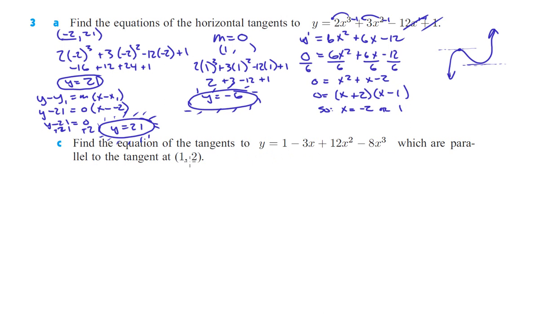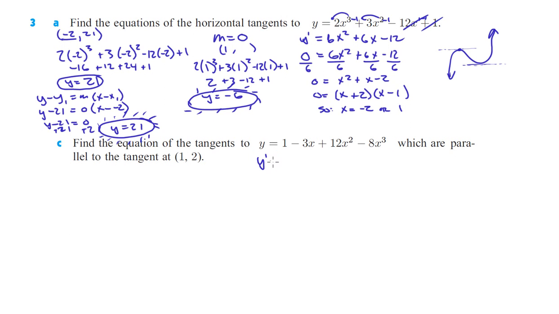All right, part C. Find the equation of the tangents to y equals this here, which are parallel to the tangent at (1, 2). Okay, so we have to find the equations of the tangents that have the same slope as the tangent at (1, 2). Either way, we know we have to find the slope of the tangent, so at some point we're going to have to take the derivative. So let's just do that.